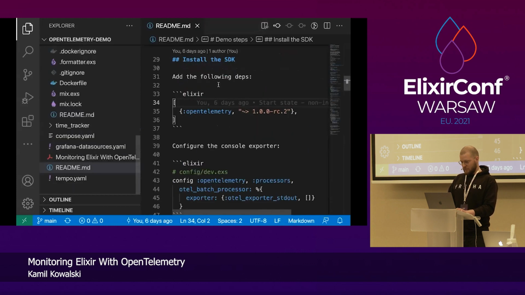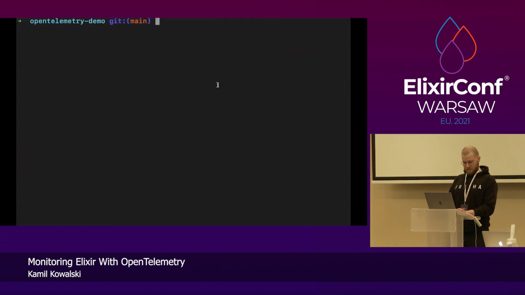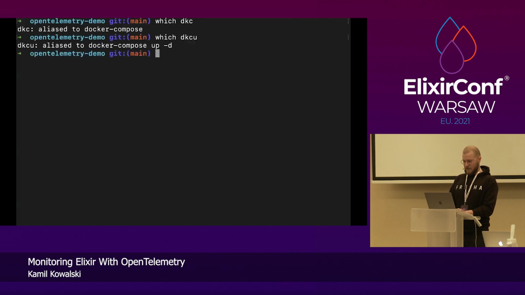So let's start. First of all, let's maybe kill the process. By the way, I'm using some aliases. Maybe I'll show you the aliases. DKC means Docker Compose. DKCU is Docker Compose up -d.